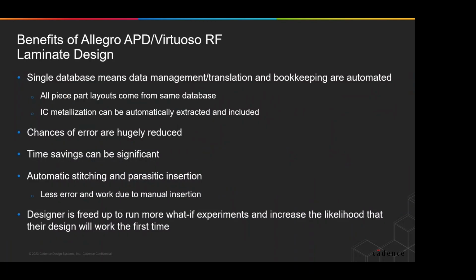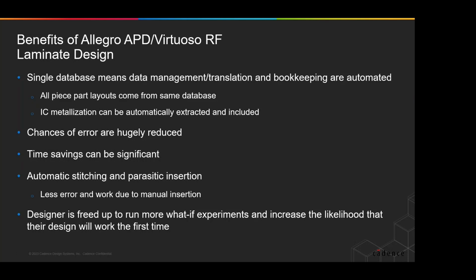So what are the benefits of Allegro APD and Virtuoso RF? Well, a single database means data management and translation are all automated. This IC metallization can be automatically extracted. Like I mentioned, all piece parts come from the same database. Really, what this means is the chances of error are hugely reduced, and the time savings are significant.